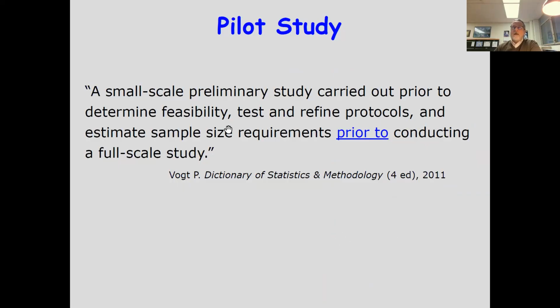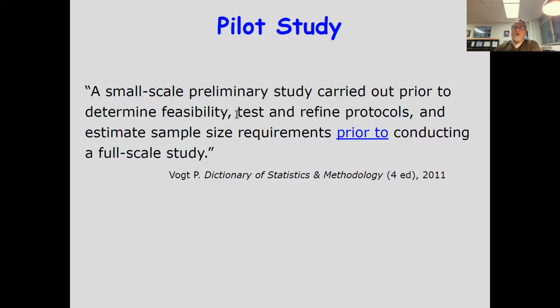This is one working definition. A couple of key points. It's a small-scale preliminary study. It's done before the actual trial of interest. What's it done for? It's done to determine feasibility. Can we actually do this intervention? Can we actually recruit the people we're trying to recruit and randomize enough of them to groups so that we can test the hypothesis of interest?